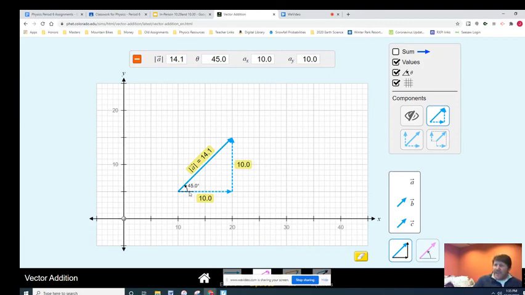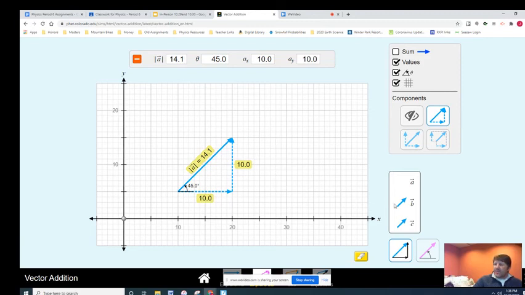And I can adjust this as I want. I can change this and see how changing the Y affects my resultant, and how changing the X affects my result. So I can play around with it like that. I'm going to go back to where I was, though, right here, 10 and 10.